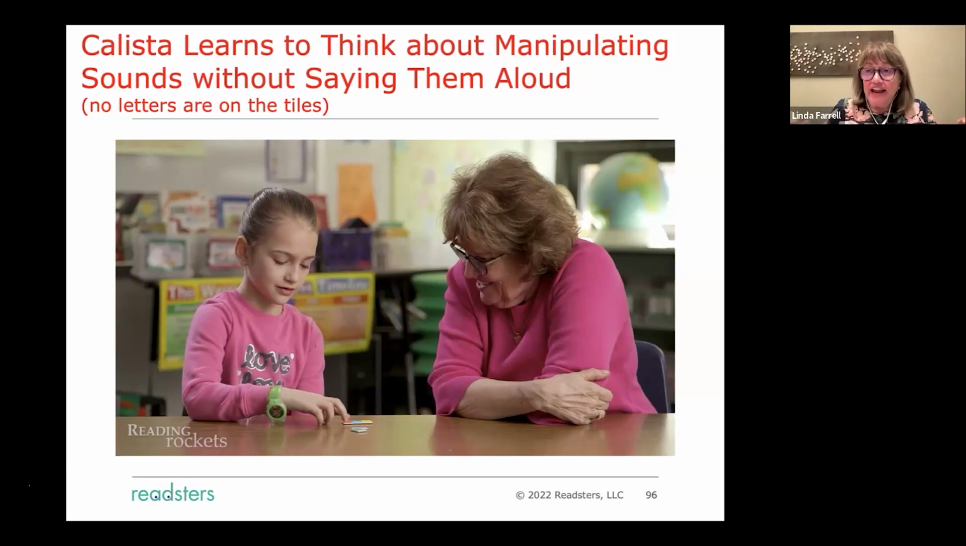I hope that you noticed the transition, how difficult it was for Kalista to stop sounding out the sounds and think them in her head. And that's the problem with sound by sound readers, is they can't think them in their head. We did a lot of these, and Kalista got to mastery, but she was slow. Did you see how much slower it was when she had to think the sound rather than when she could say it out loud?